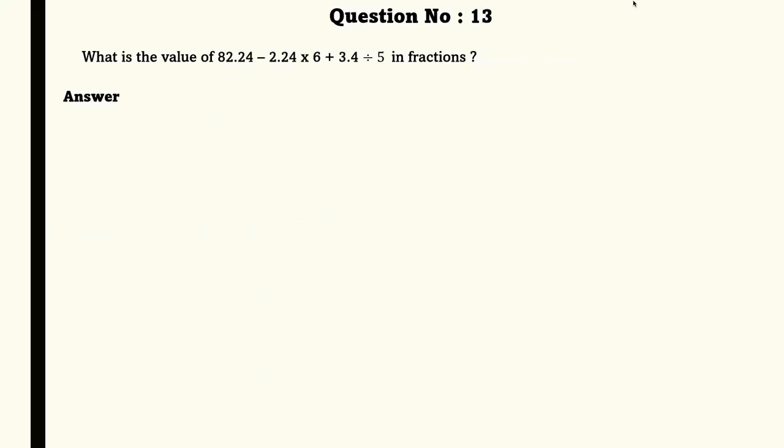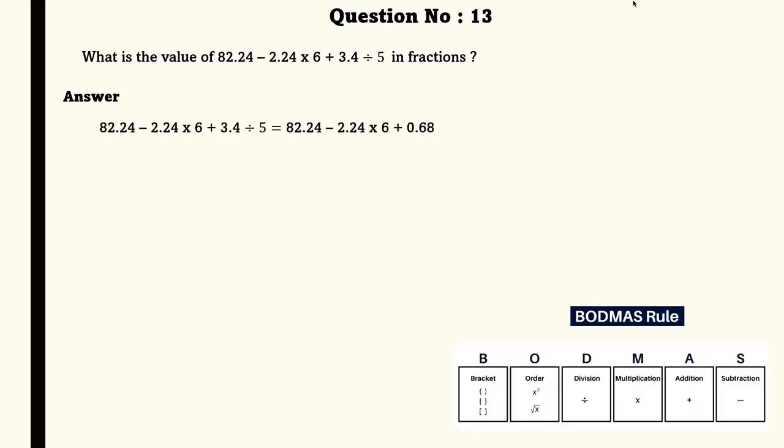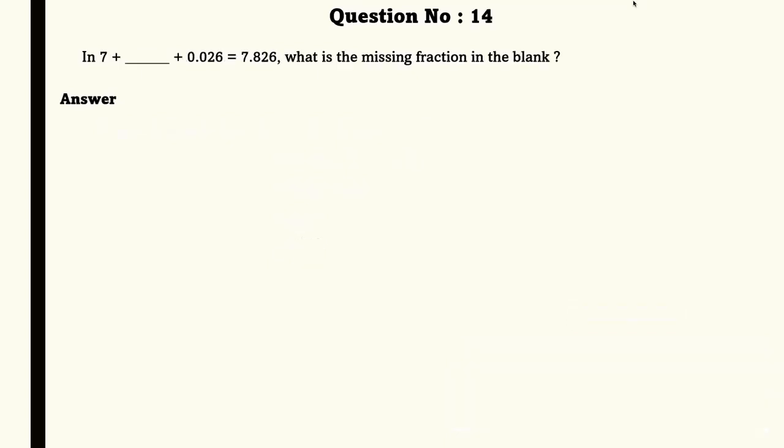Question number 13. What is the value of 82.20 minus 2.24 into 6 plus 3.4 divided by 5 in fractions? We have to follow the BODMAS rule, which tells us that first we have to do division and then multiplication and then addition and then subtraction. If we follow the BODMAS rule, we will get 69.48. Converting into fractions, we get 6948 divided by 100.